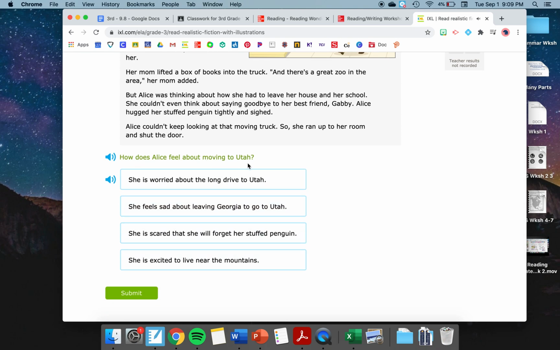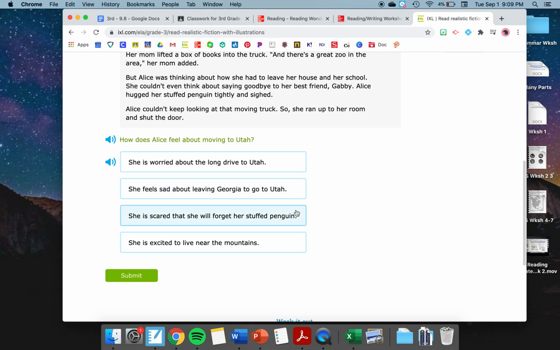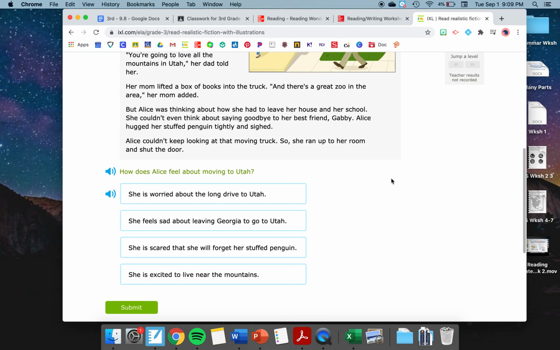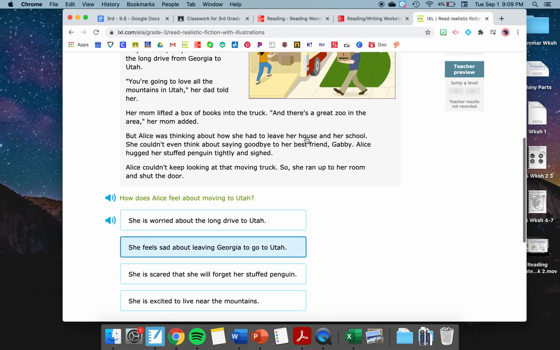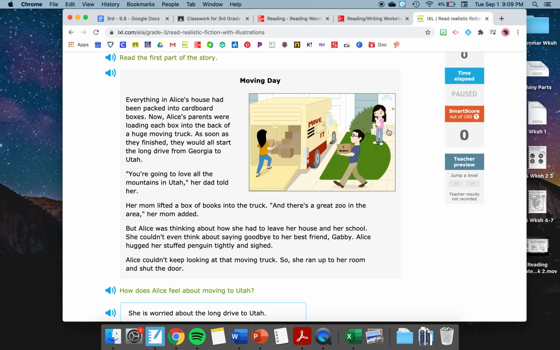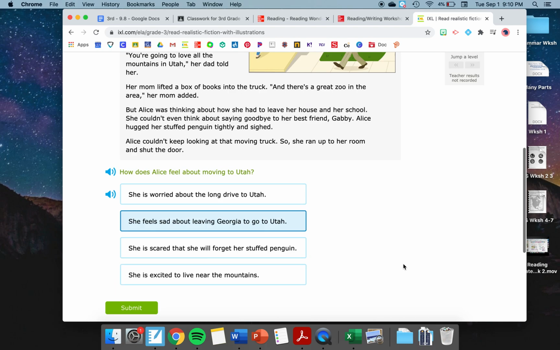So how does she feel about moving to Utah? She's worried about the long drive. She's sad about leaving Georgia to go to Utah. She's scared that she will forget her stuffed penguin, or she's excited to live near the mountains. How does she feel? Yeah, she feels sad about leaving. You can tell by the picture right here, right? She looks like she's sad there.